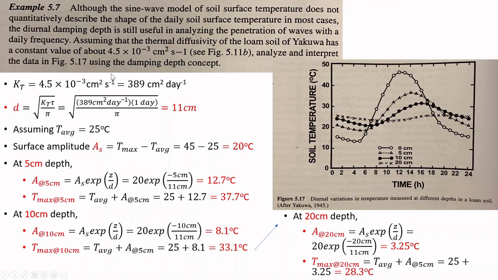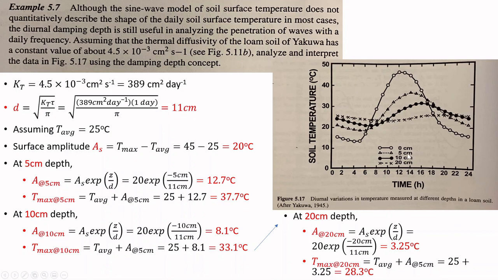So we are given this apparent thermal diffusivity value, and we know the equation for the damping depth. In this case we want to do it for daily frequency, so it's 1 day, and we can calculate the damping depth of 11 centimeter.